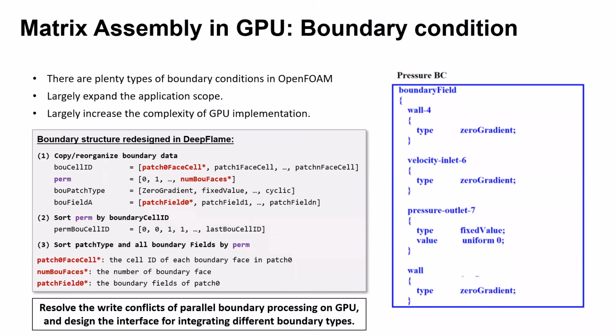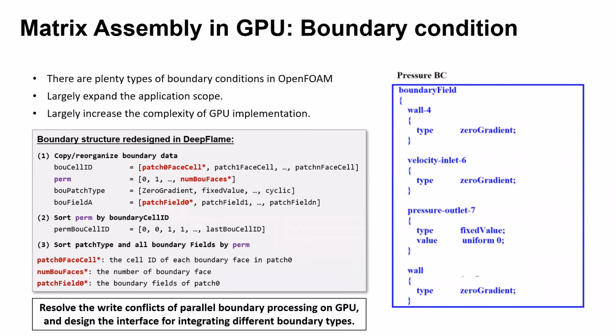In OpenFOAM, the boundary fields are stored via patch, so we combine them and reorganize the boundary data according to the boundary cell. Now each CUDA thread can handle one boundary cell. With this method, we resolve the write conflicts of the parallel boundary process on GPU.